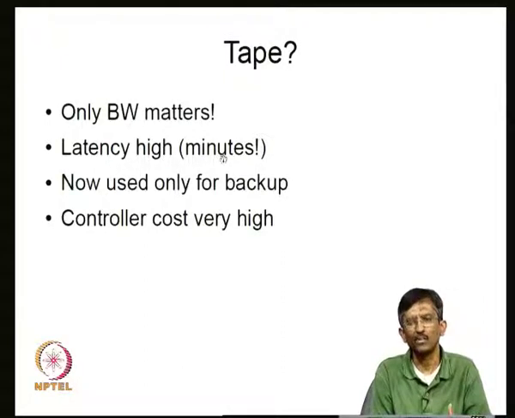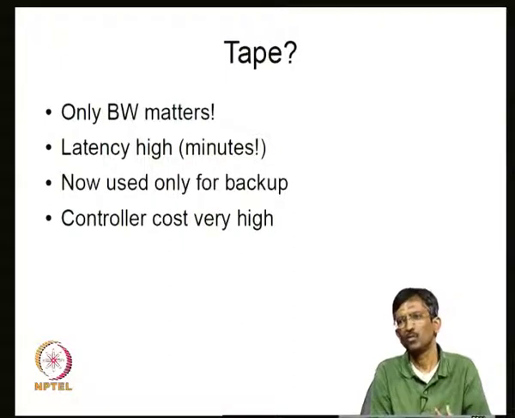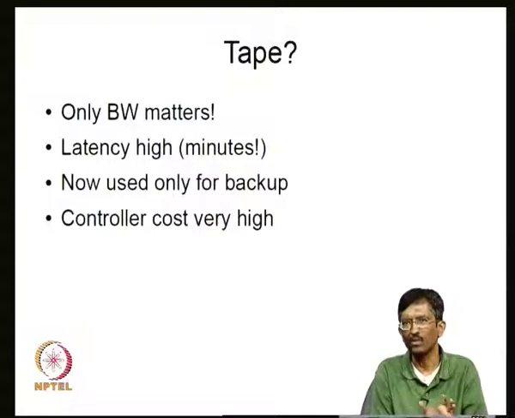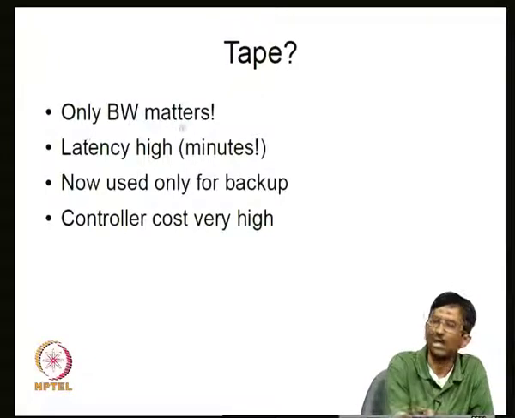Normally the latency is in terms of minutes. Sometimes it can even be half an hour, because somebody has to physically go get the tape and install it on the device, and so you have to call somebody and the person has to move physically and go and get it. Okay. The only important thing about tape is that it's got a very high bandwidth.